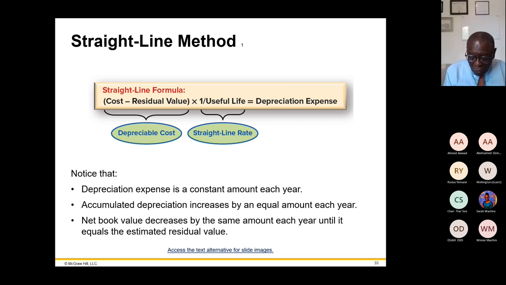So each year, the depreciation is 450. That means year one, 450, using the straight line method. Year two, 450. Year three, 450. So if I now ask you, what is the accumulated depreciation in year three? What would you tell me?